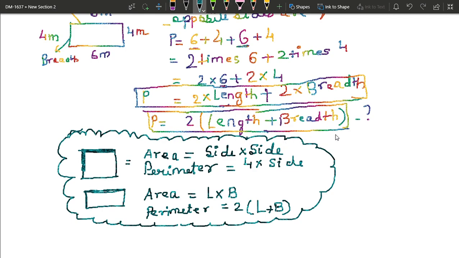If we do the problems on this, then it will be more clear to us. So stay tuned for the next video. In the next video, I will be explaining a few problems on perimeter and area.